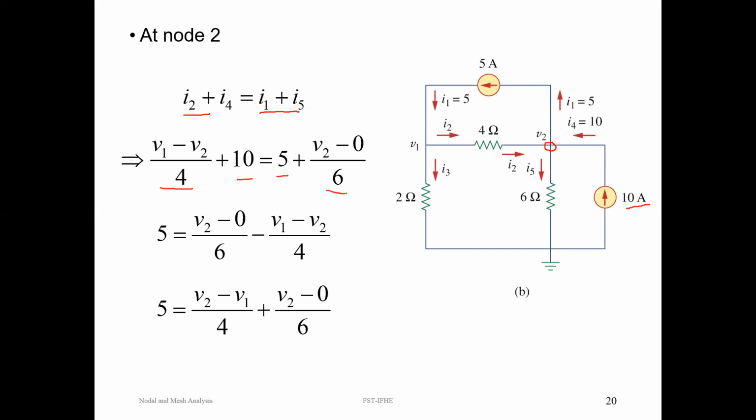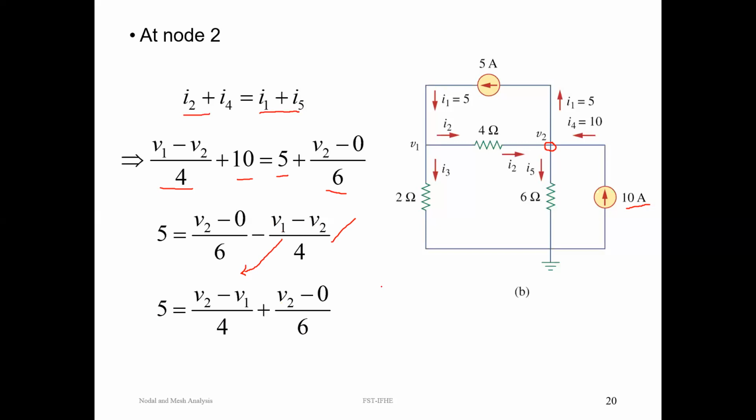Once we got the equation, we can simplify it by taking 5 on the left hand side, 10 minus 5, and taking V1 minus V2 on the right hand side. You will get this simplified equation. So let us write down the equation in a standardized form. V1 minus V2 can be rewritten as V2 minus V1. So it will be V2 minus V1 by 4 plus V2 minus 0 by 6 is equal to 5.